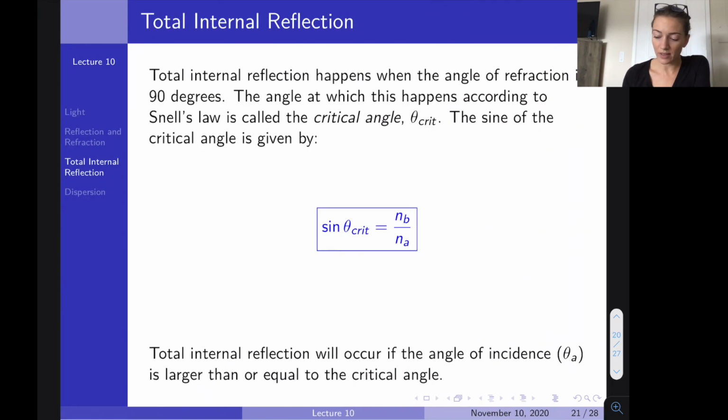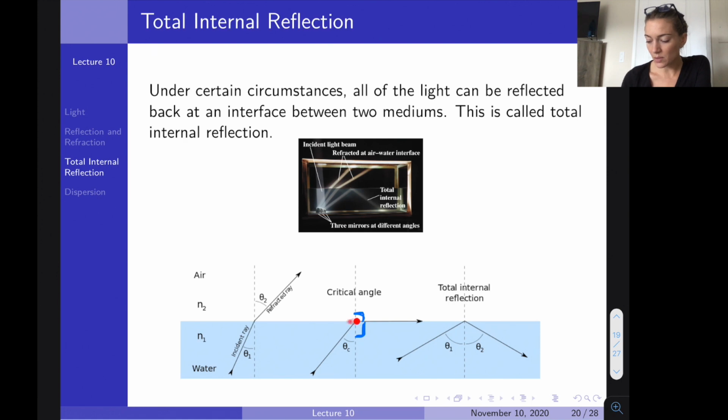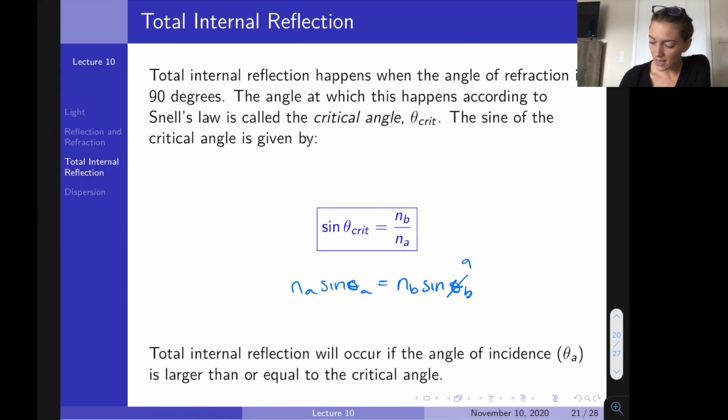So the way that we write this, we can write this using Snell's law. We just write that the sine of the critical angle, so if we want to find the critical angle, is equal to the second refractive index divided by the first. And the way we found that was because we said we know Snell's law is n_A sine theta A equals n_B sine theta B. And we said that the angle of refraction here we said was 90 degrees, right? So if this is 90 degrees, sine of 90 is 1. So that just means that we have a case where sine of theta A is equal to n_B times 1, which is just n_B. So that's where this equation comes from.